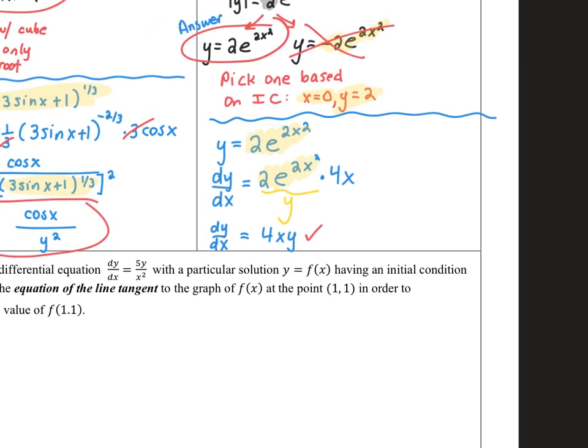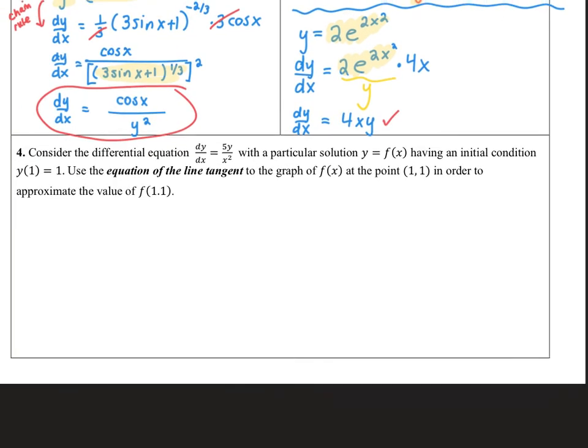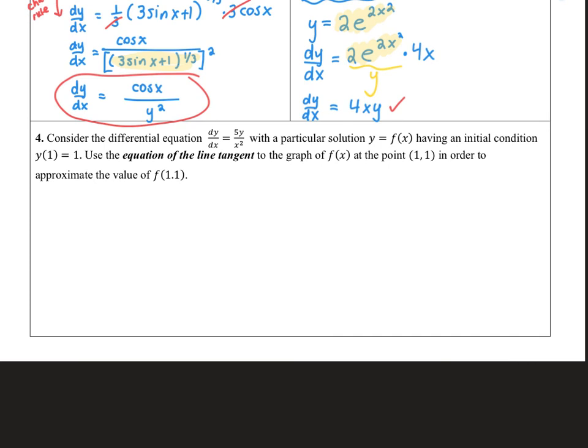Our last example here is actually a review problem, but it uses a lot of the terminology of this section: a differential equation, a particular solution, an initial condition, so I went ahead and included it. But really what it wants you to do is just write the equation of a tangent line. And you know, in order to write an equation of a tangent line, we need to know two things. We need a point, which we have, and we need a slope, and that's what a derivative gives us.